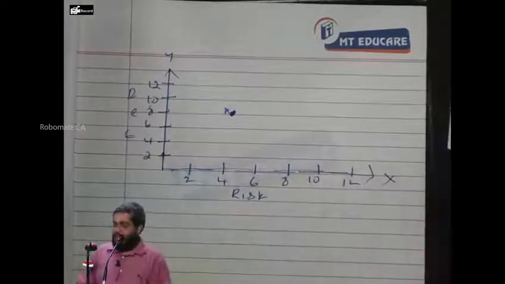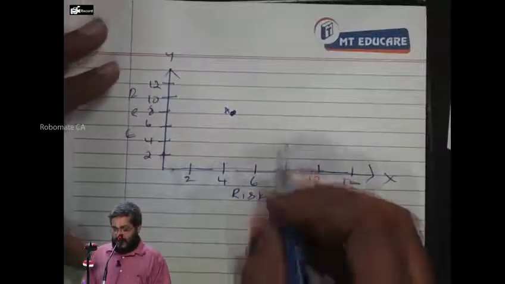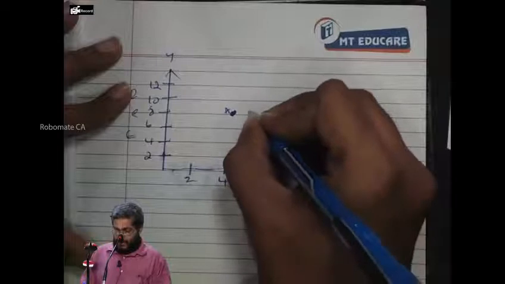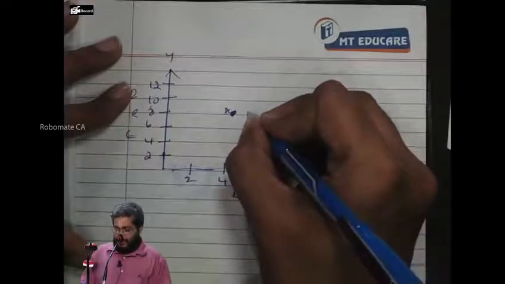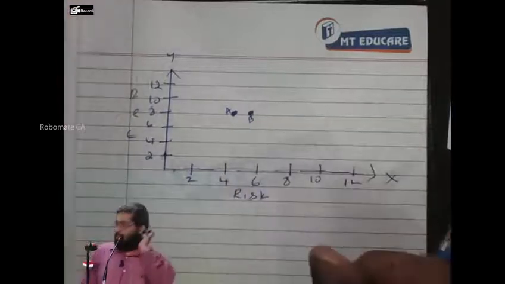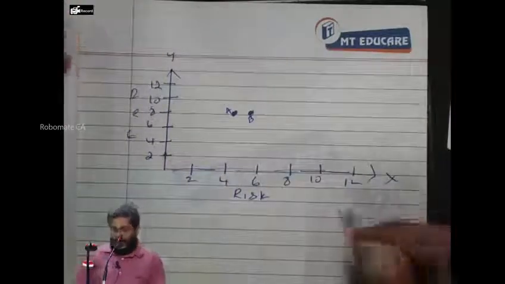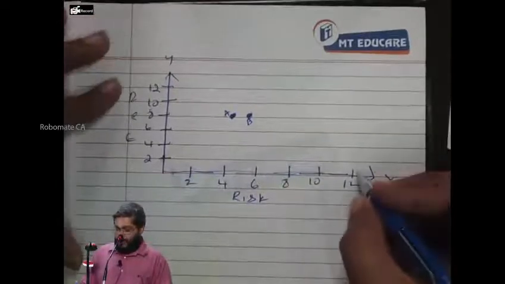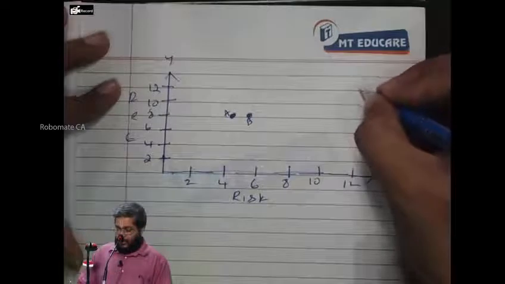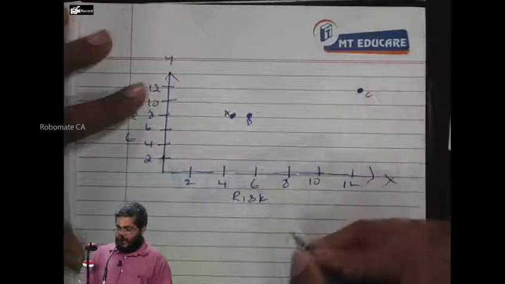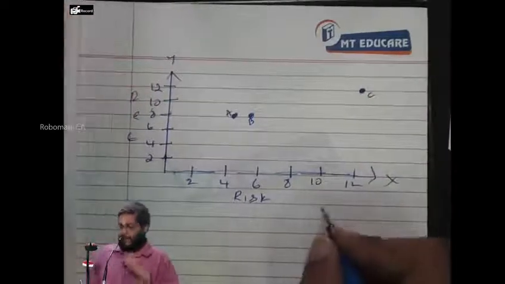Security B, the return is what? 8. The risk is what? 5. 5 is somewhere here, so it is in between. The return is 8 and risk is 5. I call this security B. Am I right or not? Next, C is giving 12% return for a 12% risk. So this is 12, 12. This is going to be security C.